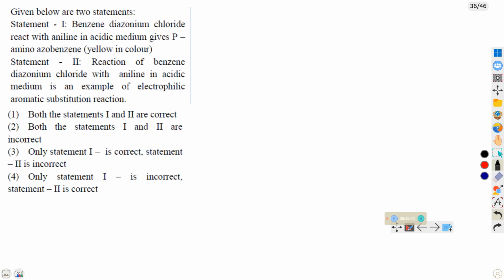Statement 1: Benzene diazonium chloride reacts with aniline in acidic medium and gives para-amino-azobenzene. This is a coupling reaction. Revise the coupling reaction once; it gives a yellow color. Correct. Statement 2: Reaction of benzene diazonium chloride with aniline in acidic medium is an example of electrophilic aromatic substitution. Correct. Both statement 1 and 2 are correct.